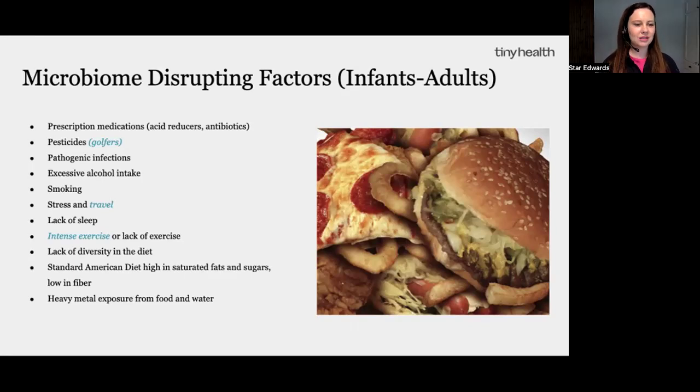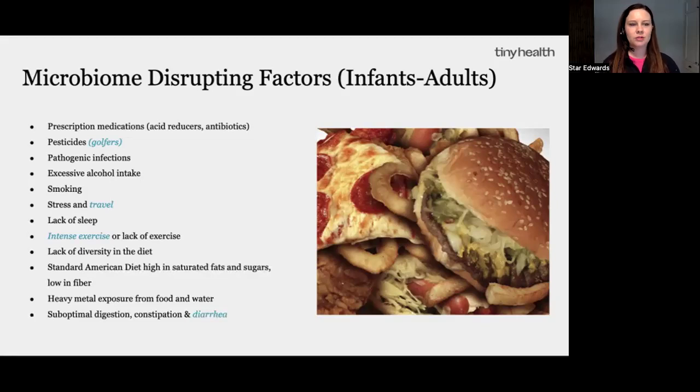We might think of this as being something from the 70s or 80s. However, it's still very prevalent today. Even organic foods can have quite a bit of heavy metal in them. So we are exposed to heavy metals still today from food and water, and that impacts our microbiome.